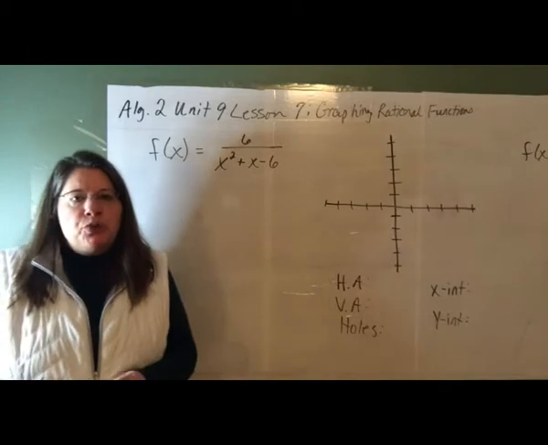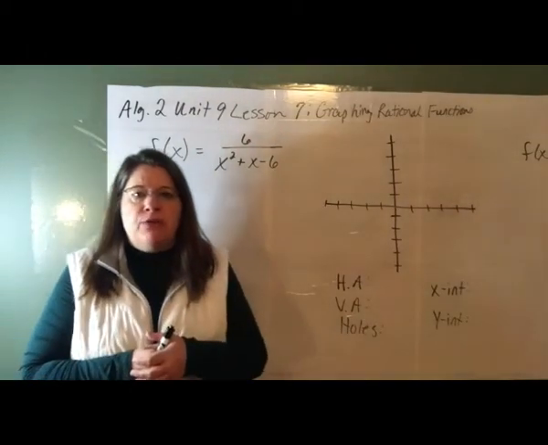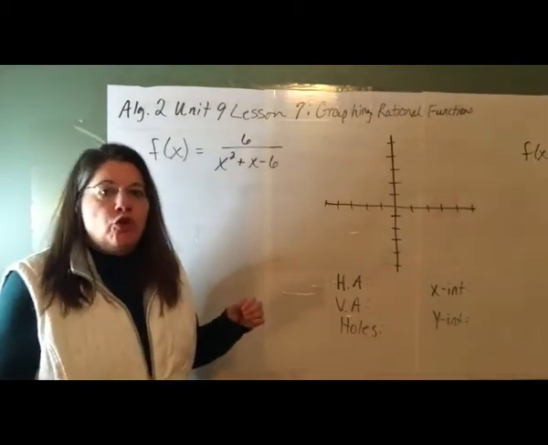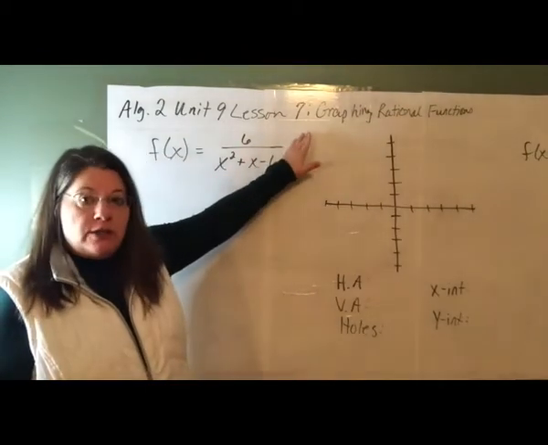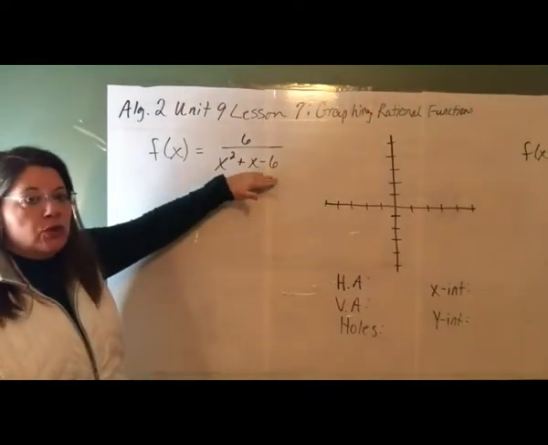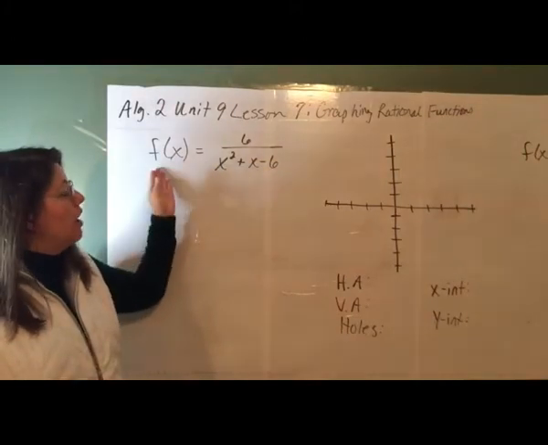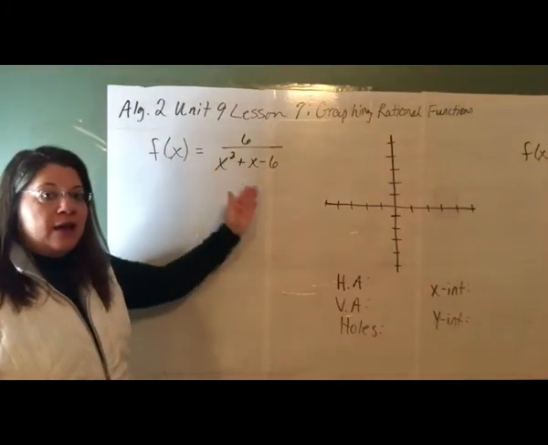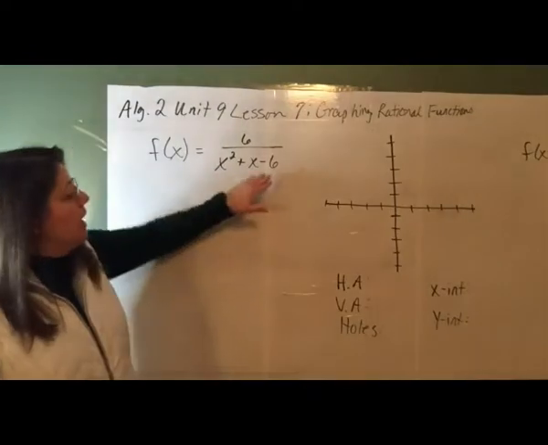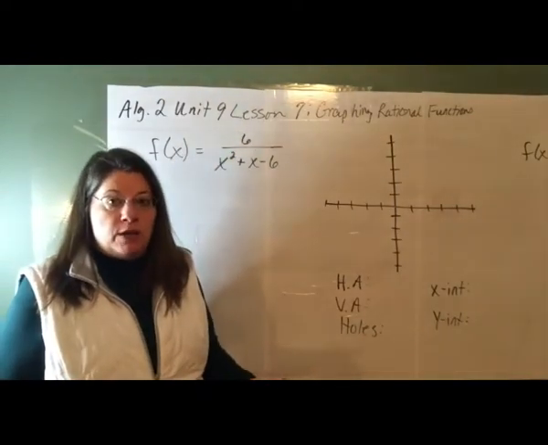This is Algebra 2, Unit 9, Lesson 7, and today we're going to put a lot of information together that we've learned in this chapter to graph rational functions. Rational expressions are expressions that include variables that are fractions. Rational functions are functions that have an x and a y that can be graphed with a numerator and a denominator, and also include variables.